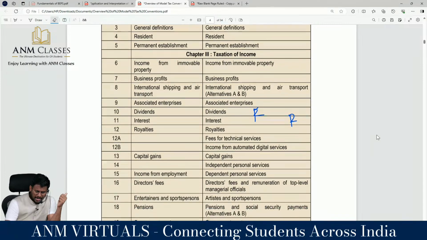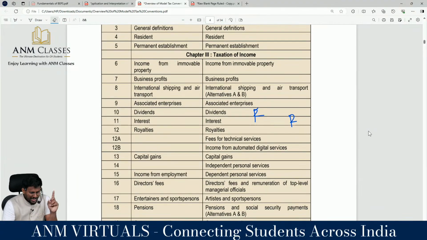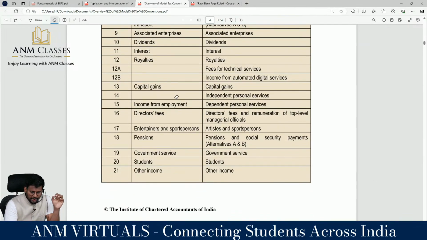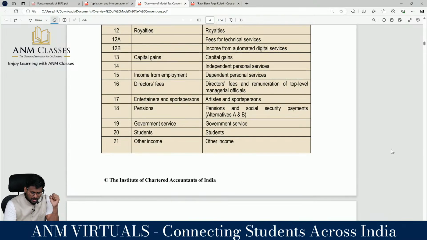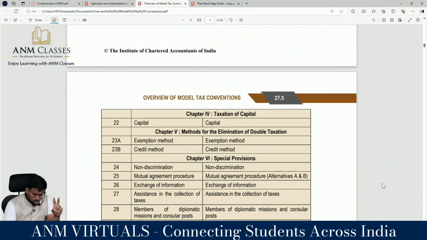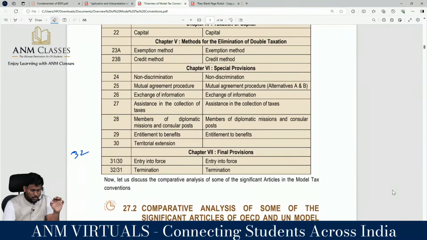income from. Article number 7, article number 8, article number 9, article number 10, 11, 12, 13, 14, independent personal services, article number 15, 16, 17, 18, 19, 20, 21, 22, 23A, 23B, 24, 25, 26, 27, 28, 29, 30, 31, 32. We can't do this at one stretch, but this is very easy.